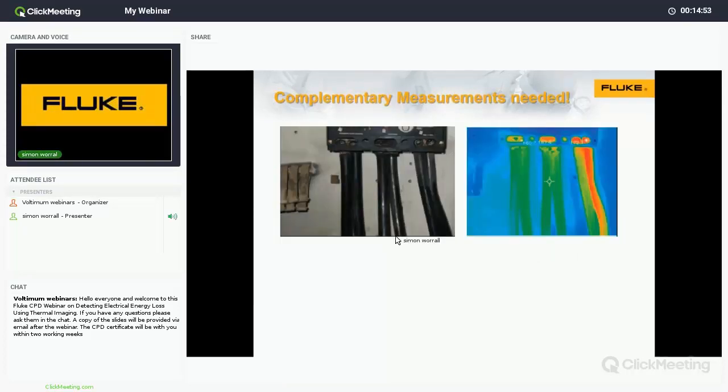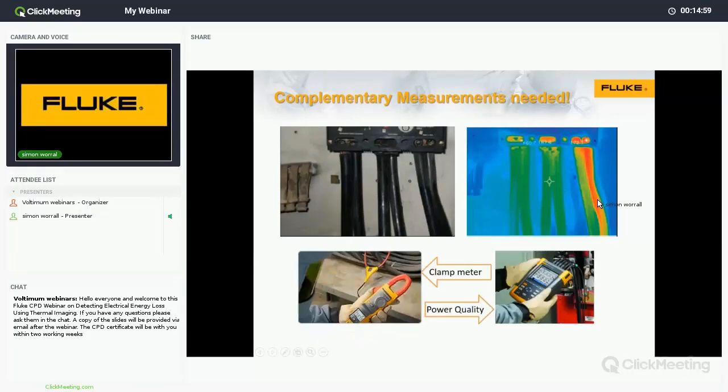So on screen now, you've got the digital image on the left and you've got the thermal image on the right. What we can see here, it looks like on the right-hand cable, we've got a combination of overheating as a hotspot, and then we've got overheating running the length of the cable. The hotspot is easy to determine, but to understand what the root cause of the problem is, you will need complementary equipment. You will need other equipment.